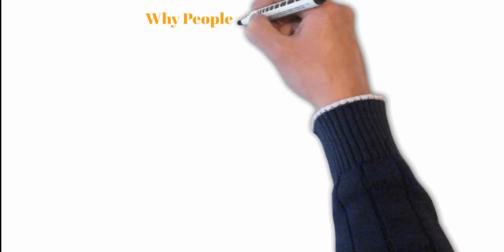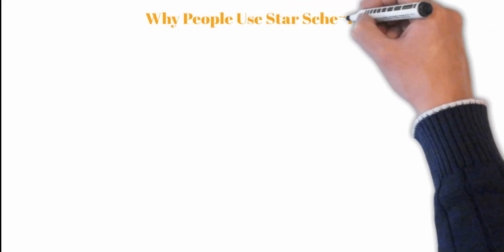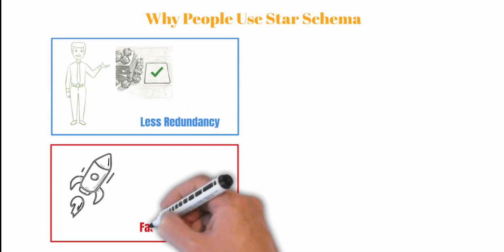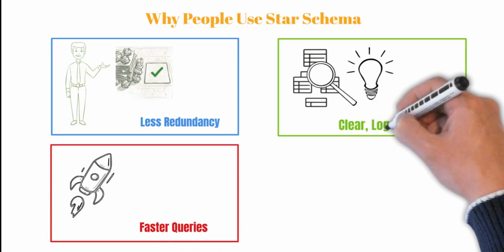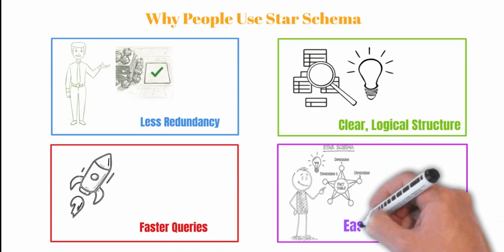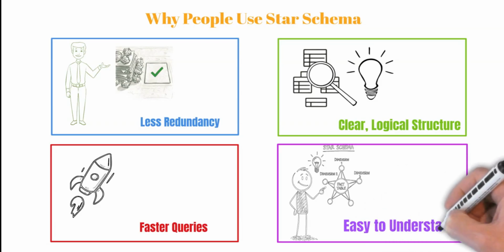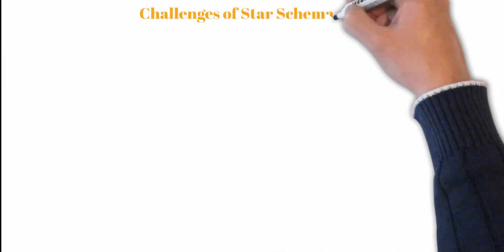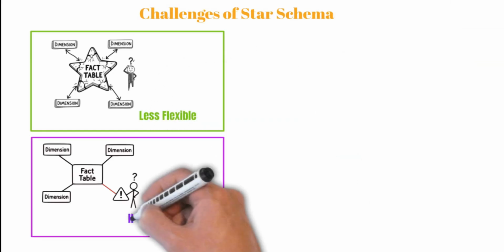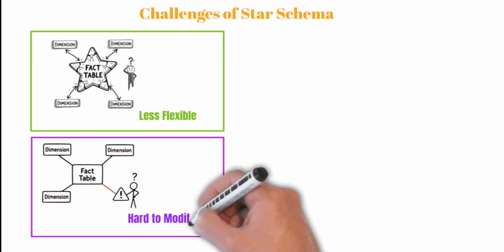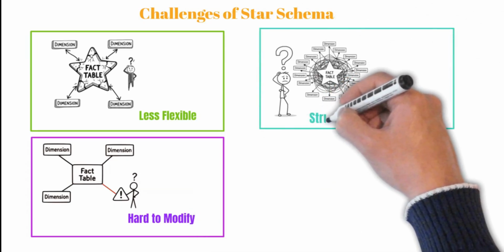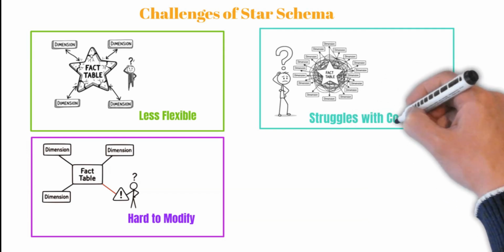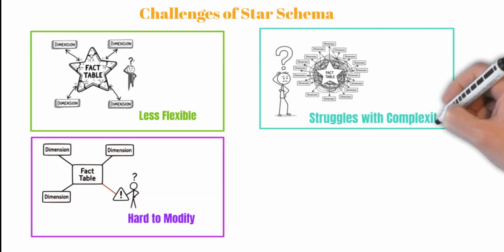A star schema offers many strengths over a flat schema. By storing data in separate tables, it reduces duplication, improves query performance. It also provides a clear, logical structure, making the data model much easier to understand. However, the star schema also has limitations. It is less flexible. Once built, it's hard to adjust. Adding or modifying tables can disrupt the whole model. It also struggles with complex relationships, making the structure harder to manage.